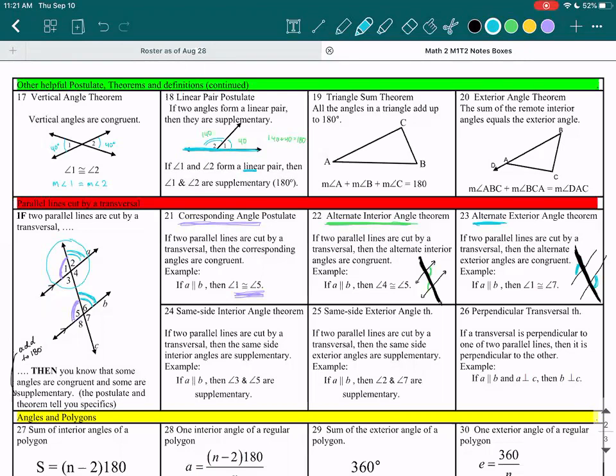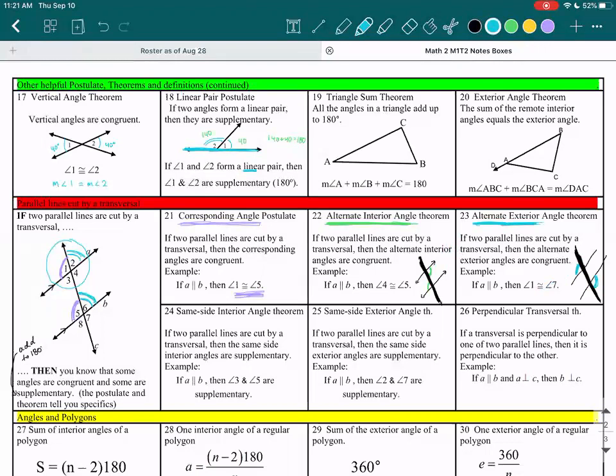Like look over at this one. These were between your parallel lines. But over here, now they're on the outside of your parallel lines. Okay? So these are alternate exterior angle theorem. They are congruent angles. They have the same measure.